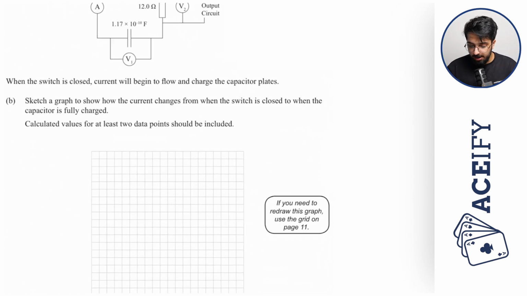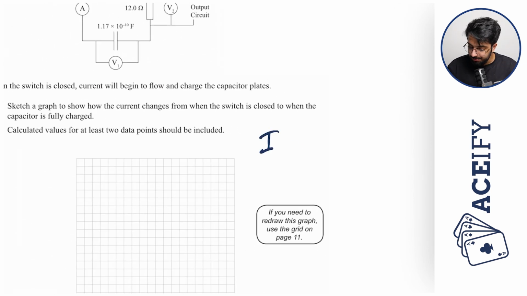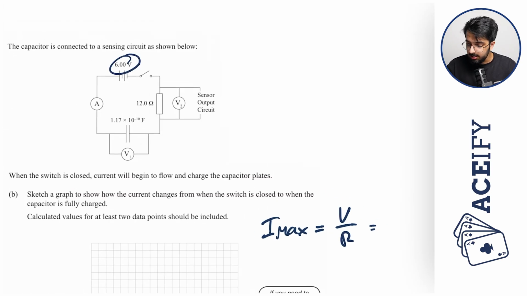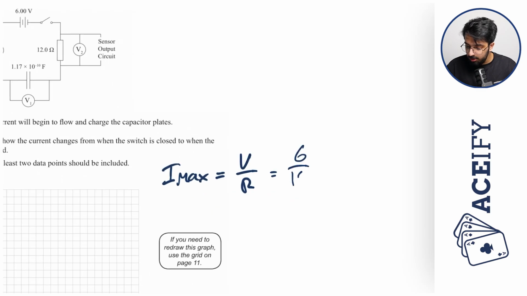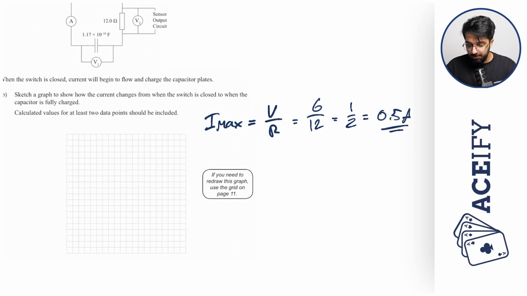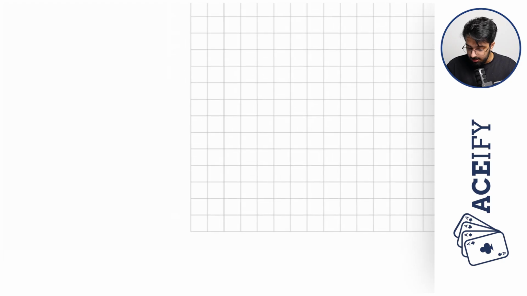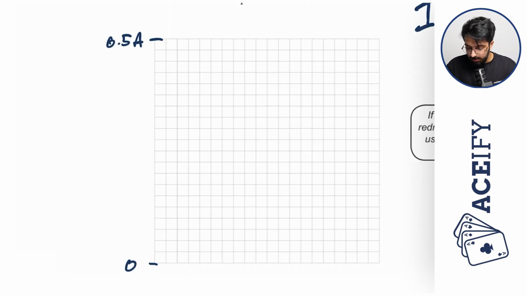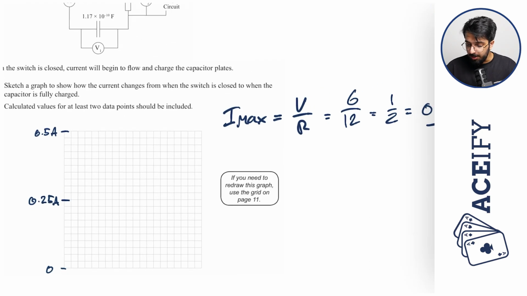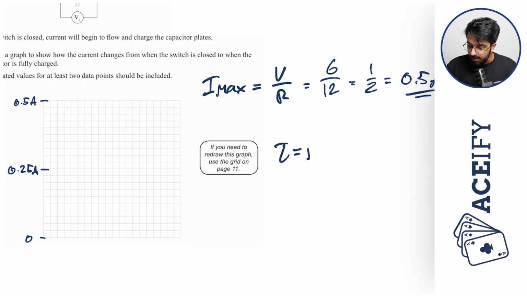Alright, so to find out our max current, okay, that is equal to the voltage divided by the resistance. The voltage in this case is 6 volts, and the resistance is 12 ohms. Okay, so that's 6 all over 12, which is equal to half, which is equal to 0.5 amps. And so therefore the max value on our graph is going to be equal to 0.5 amps. Okay, and so obviously this value right here is going to be 0, and this value right here is going to be 0.25 amps.